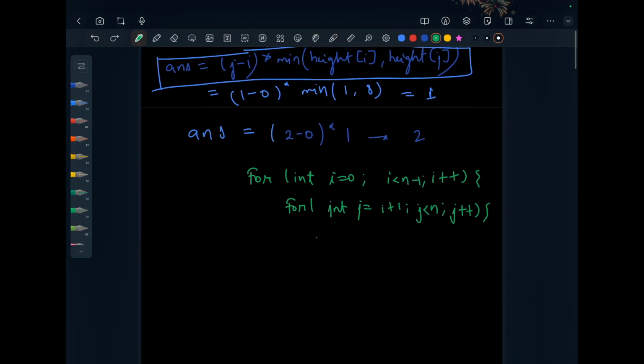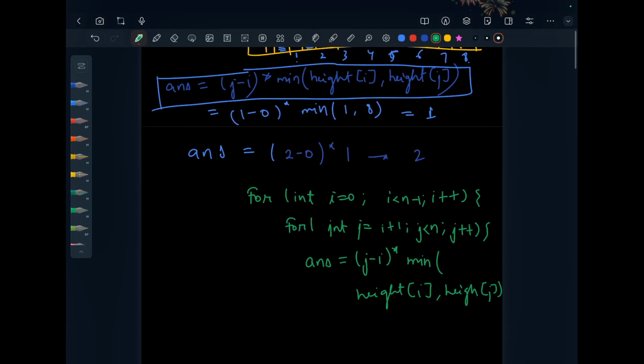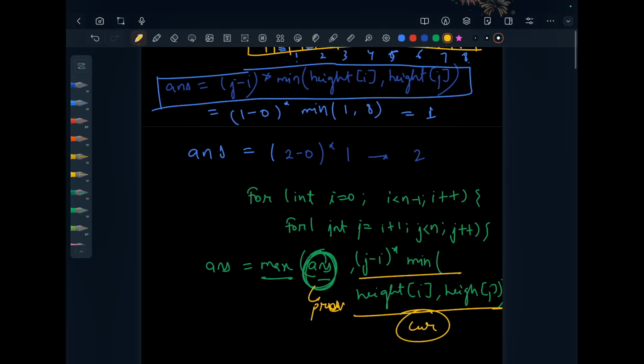Now we have one variable, min height. You can take a variable to store min height, or you can directly use this formula. Let's directly use our formula. So we have answer equals j minus i. It will give me the distance between pillars, times min of height at the ith and height at the jth. So it will give me an answer, but we are trying to find the max, so here we have to write the max function of the answer also. So max of answer, max between the previous answer and the current answer. In this way we will be able to find our answer.